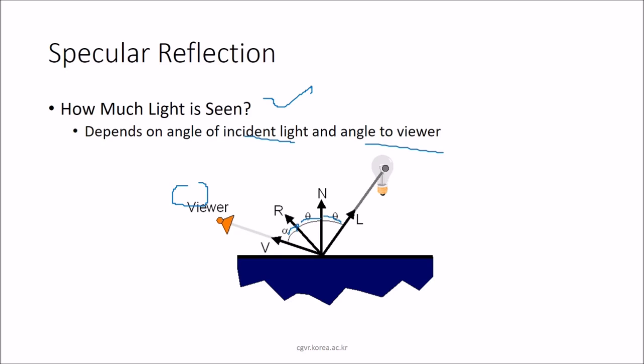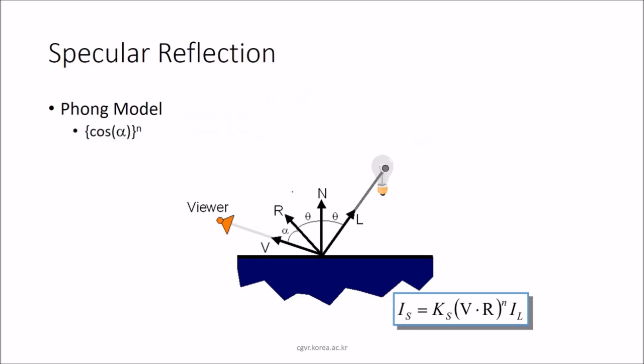These are theta, and this is the angle alpha with the reflected light r. This is the angle of V from the reflected light. This is alpha, theta. So we can easily model this specular reflection with respect to the Phong model, and in the Phong model, this specular reflection is given by cos alpha to the power n.